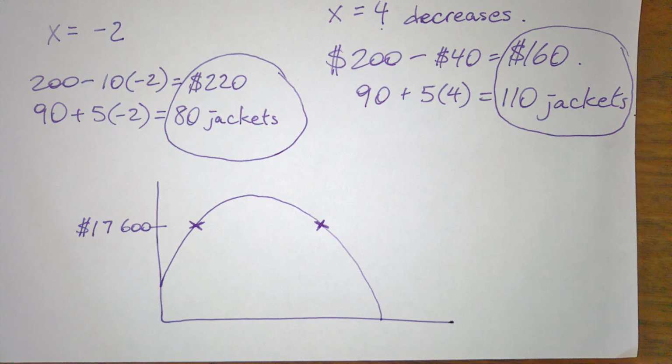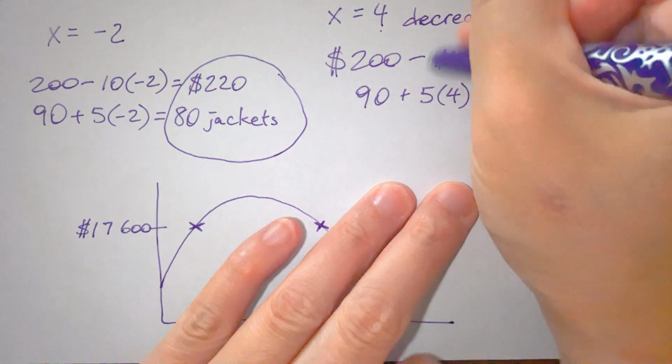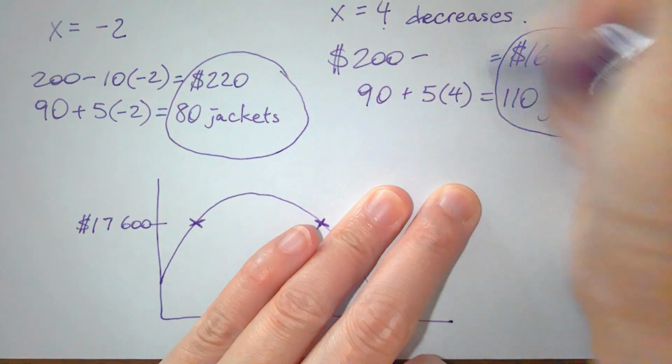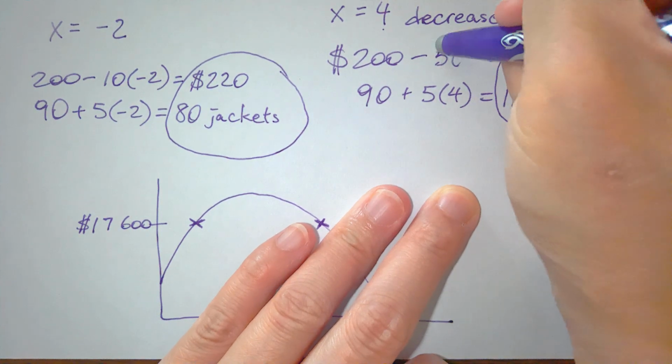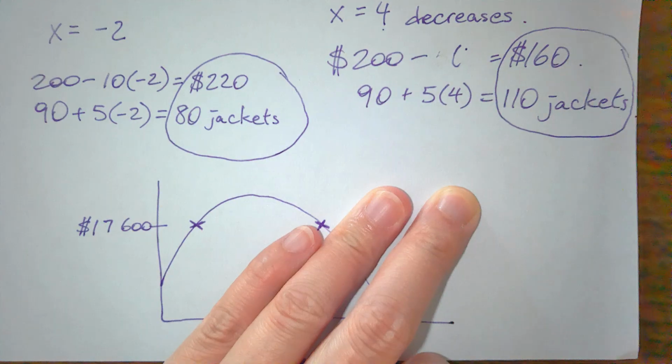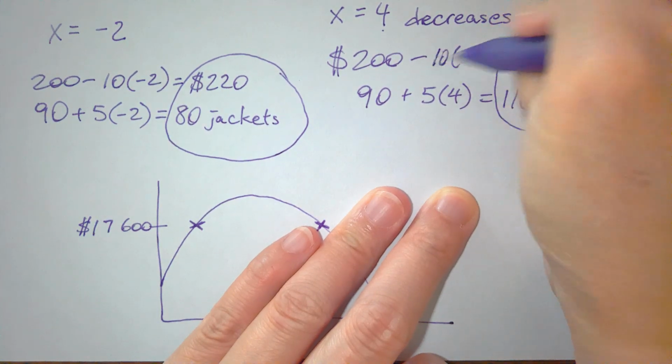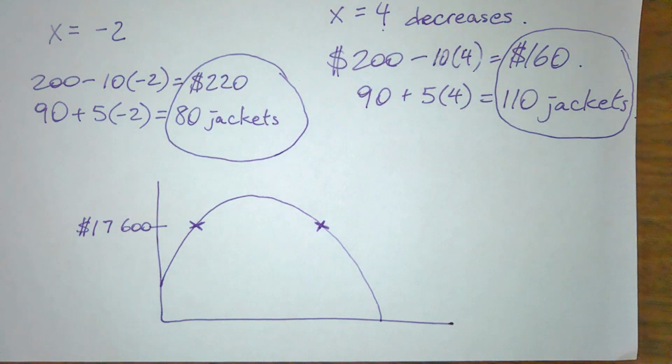What is the 200 minus 40? That's the $40. It was part of the formula that we built at the beginning. So it was minus 10 times 4. If the question asks you for the cost and for the number of jackets, then yeah, you have to plug in both. It doesn't hurt to do both, just in case.